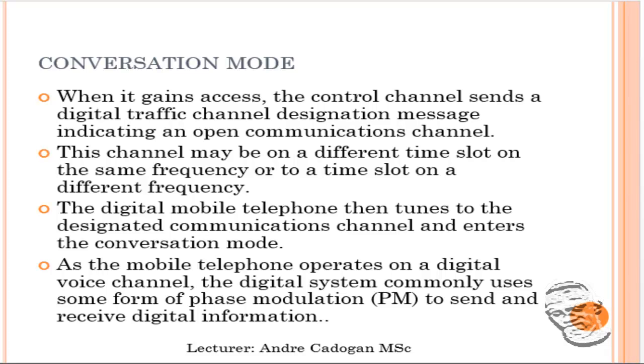As a mobile telephone operates on a digital voice channel, the digital system commonly uses some form of phase modulation. We talked about the different types of modulation as well: amplitude modulation, right? We also talk about frequency modulation, but we talk about phase modulation in terms of the fact that these different types of phases might take place, while also taking into consideration that both amplitude as well as frequency could be used to send what you call digital information.